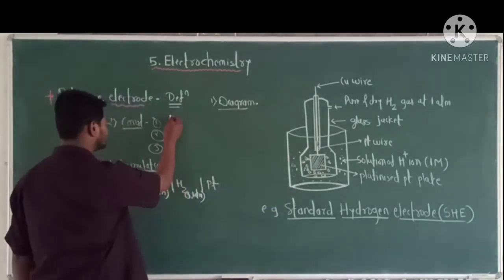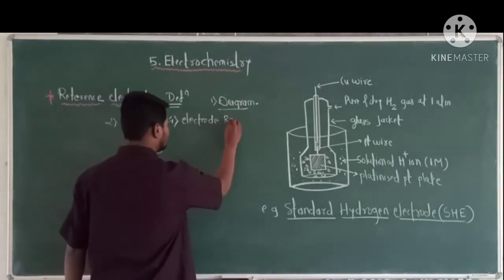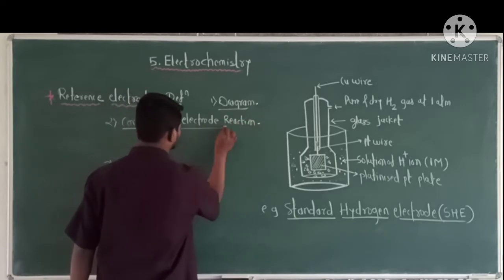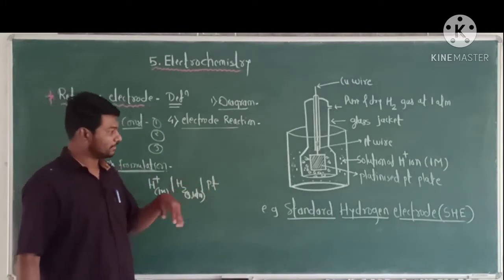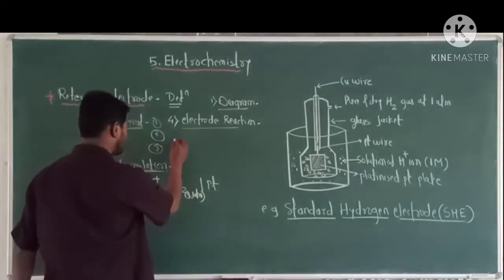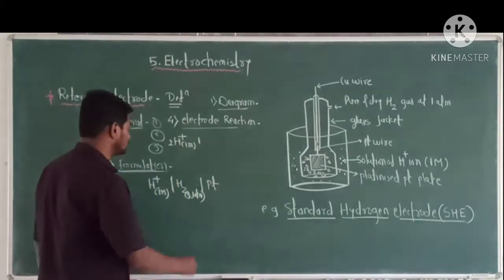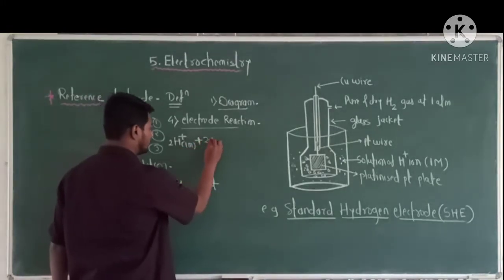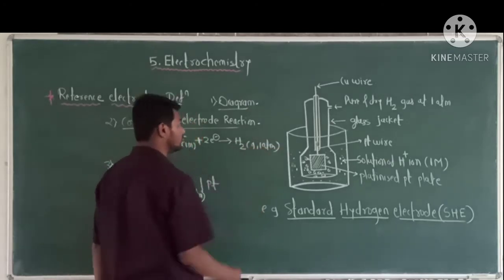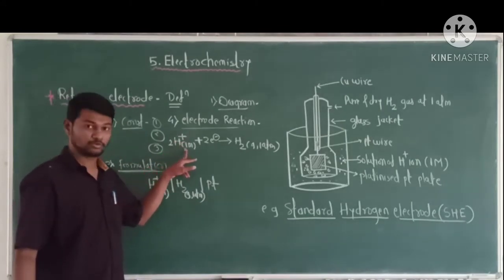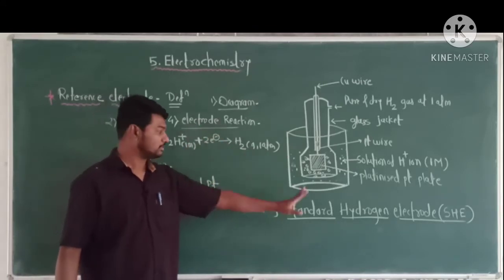Next, the fourth point, electrode reaction. Here the H plus ions accept electrons from the cathode and reduce into H2 gas. 2H plus (1 molar) accept electrons and reduce into H2 gas at 1 atmospheric pressure. This is the electrode reaction of the standard hydrogen electrode.